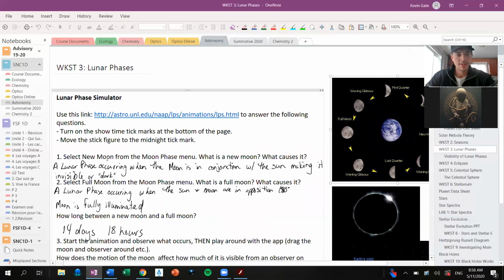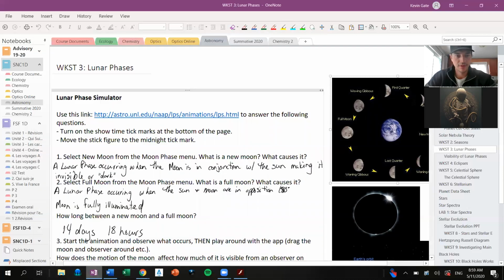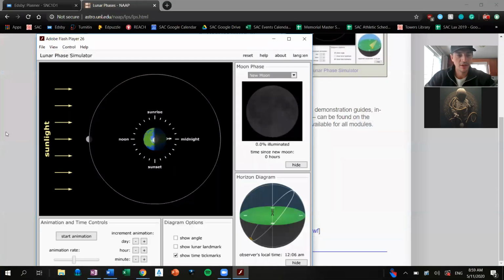Question number 1 says to select new moon from the moon phase menu. What is a new moon and what causes it? We have a drop-down menu here of moon phases. We can select third quarter, waning gibbous, full moon. In this case, it asks us to select the new moon. What is a new moon and what causes it? Well, let's take a look. We have our sun directly to the left, and then in the middle of the sun and us here on planet Earth, we have the moon.